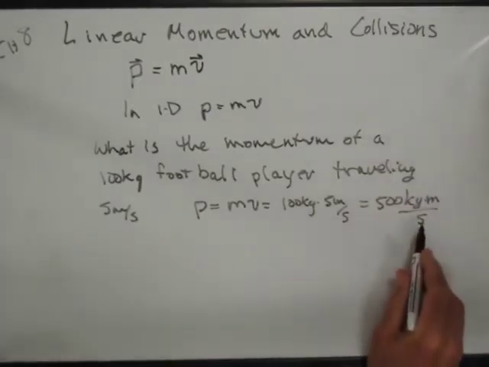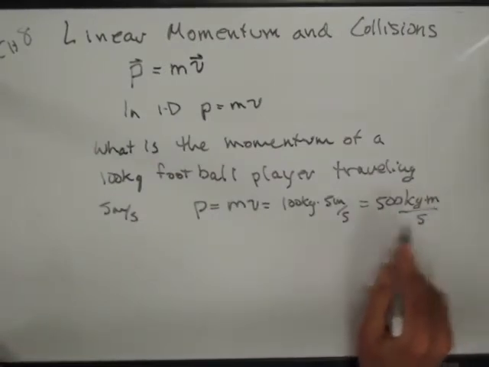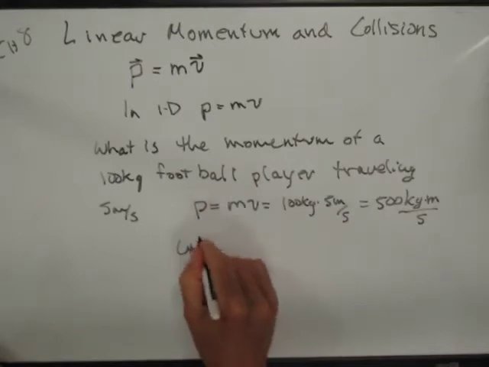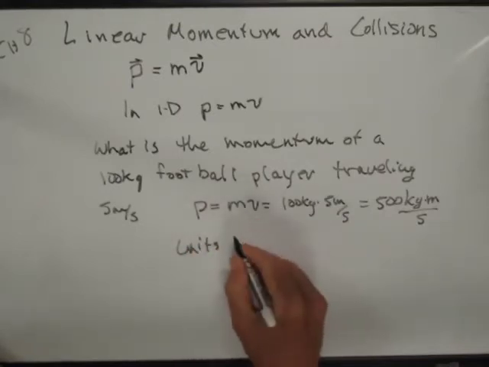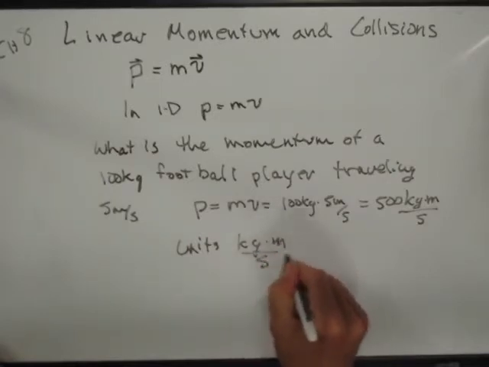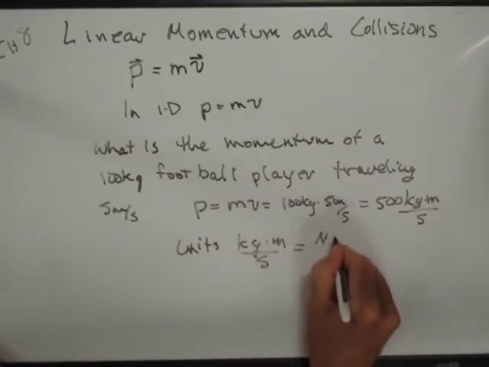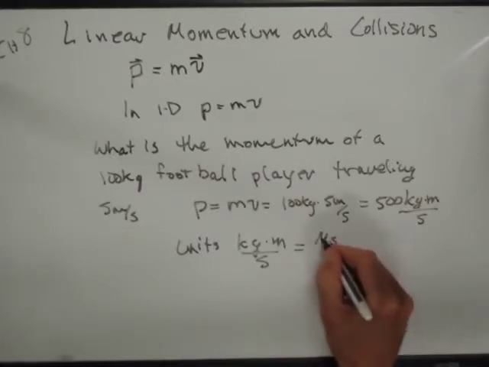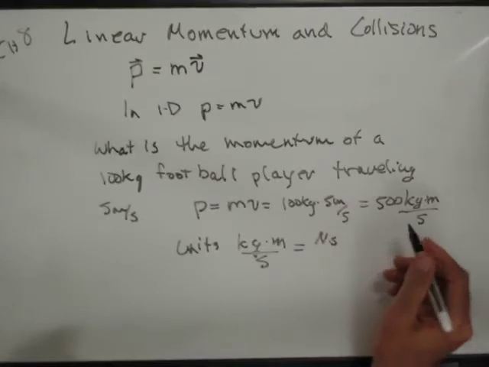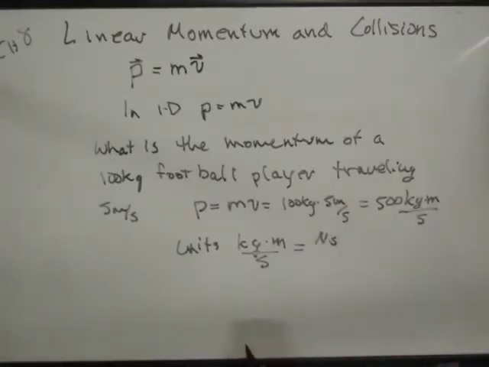Notice it's not a Newton, because a Newton is a kilogram meter per second squared, but for the units, it's mass times velocity. So in SI, it's kilogram times meters per second. Sometimes that's written as Newton seconds, right? Because a Newton is a kilogram meter per second squared, and if you multiply it by a second, you get kilogram meter per second. And so you'll see it both of these ways.